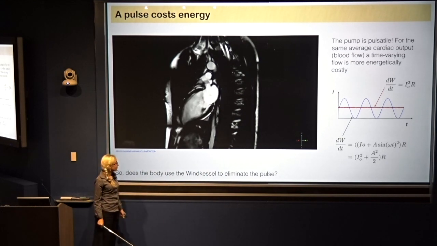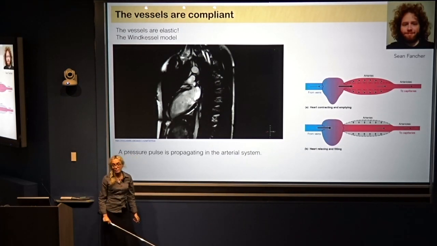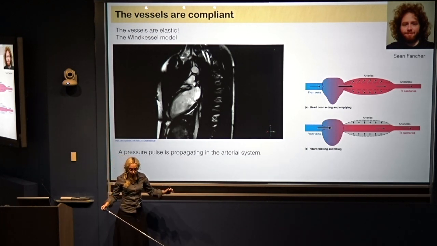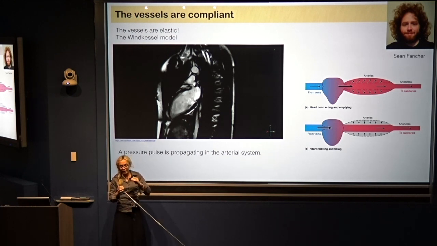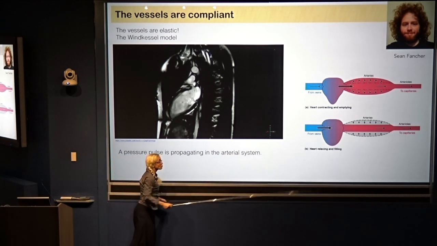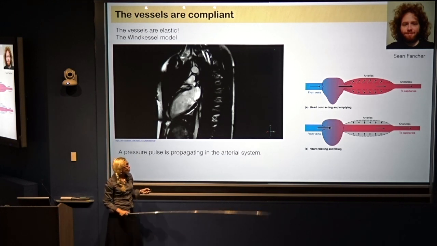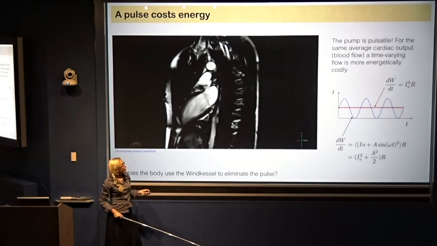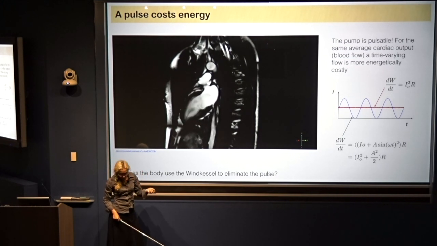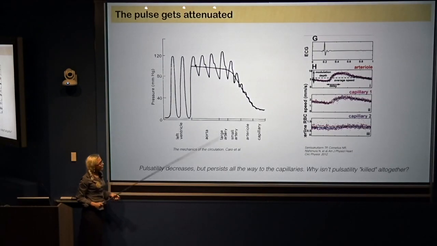So the question is, why doesn't the body use the Windkessel effect to eliminate the pulse? Because the Windkessel effect, you can think of it as a capacitor that takes some of the flow and extends, and then, let's say, returns it to the system. And this process basically eats up the energy of the pulse, and the pulse amplitude gets attenuated. So why haven't we built a system that destroys the pulse, replaces the pulsatile flow with continuous flow, and eventually saves energy? In fact, we kind of do it.